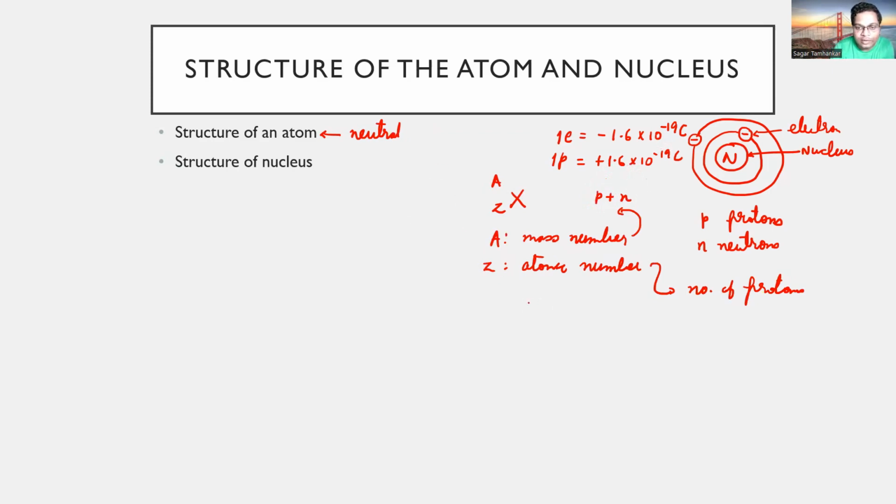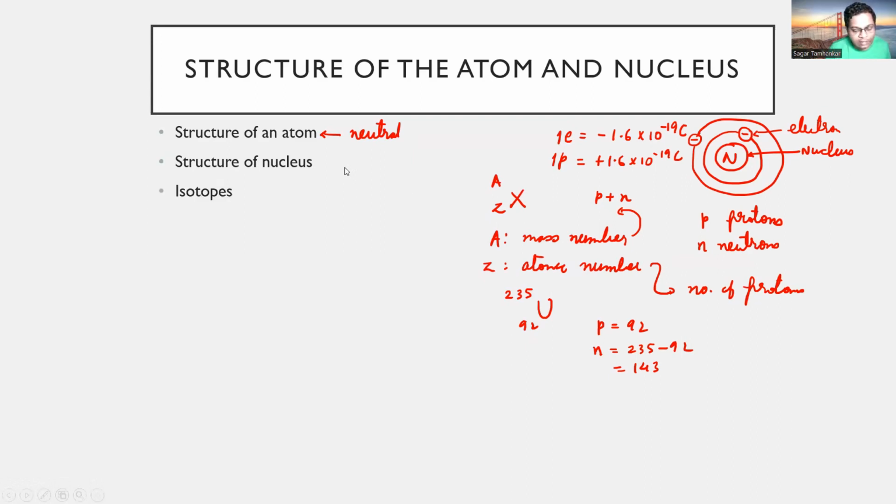Okay, let's take an example. If you have an atom like uranium, which is 235 and 92, that means the number of protons is 92 and the number of neutrons will be 235 minus 92, that will be 143. So this is also something you have studied in your lower class chemistry. Any questions so far?